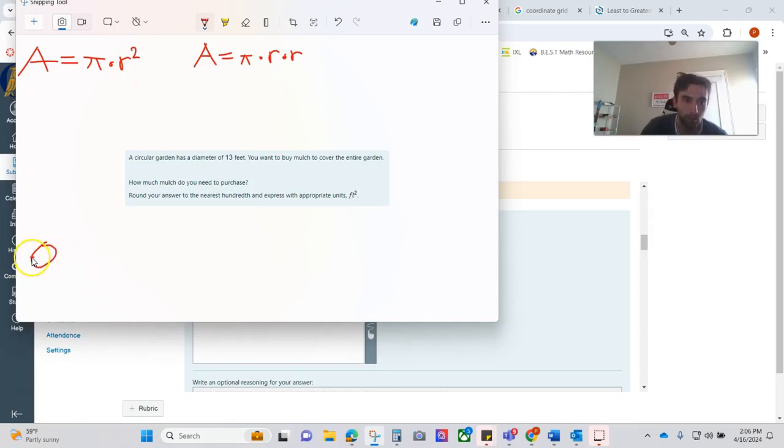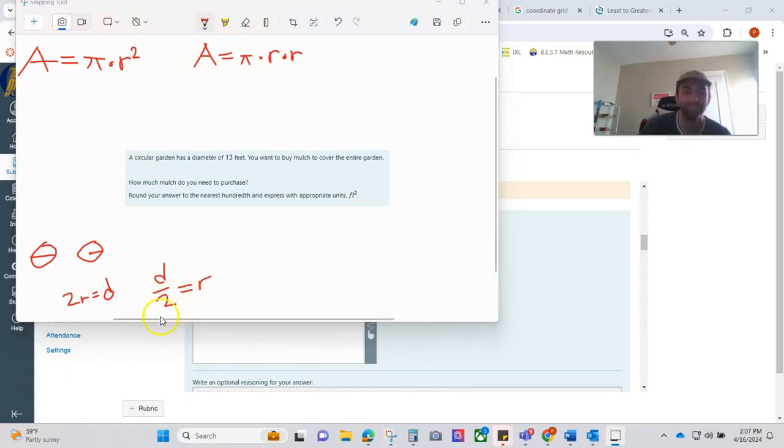The diameter of a circle is a straight line that goes from the edge all the way to the other edge. The radius of a circle goes from the middle to the edge. So 2 radiuses will go from edge to edge, right? Edge to middle, middle to edge, which will give me a diameter. Also means if I take my diameter and divide it by 2, I will get a radius.